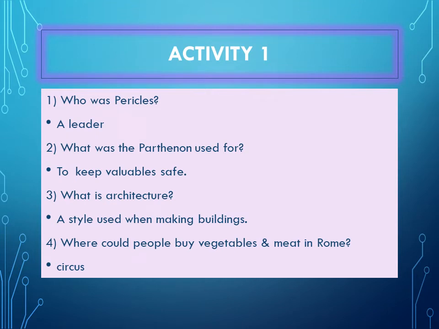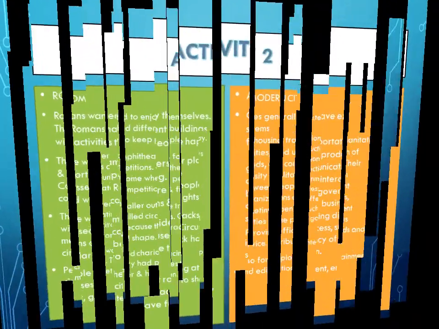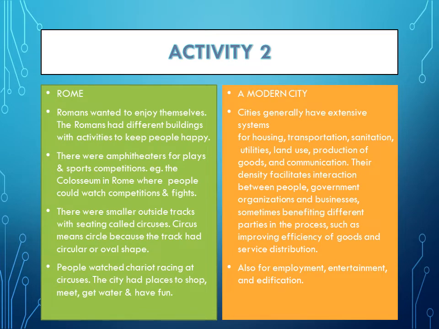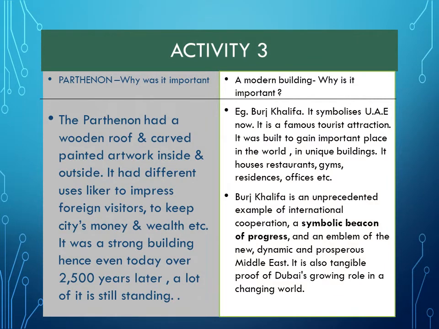Here comes activity 1, very much from your textbook. Please check the answers. Activity 2, we need to draw certain conclusions between the old city of Rome and the modern cities. Then comes the differentiation between the Parthenon and the modern building. I have taken into consideration Burj Khalifa and I have compared and contrasted it with the Parthenon.